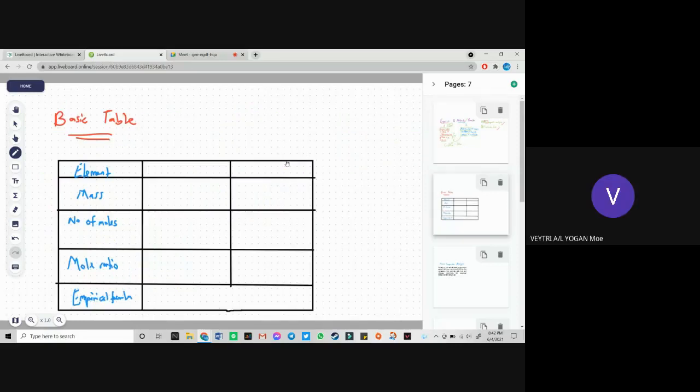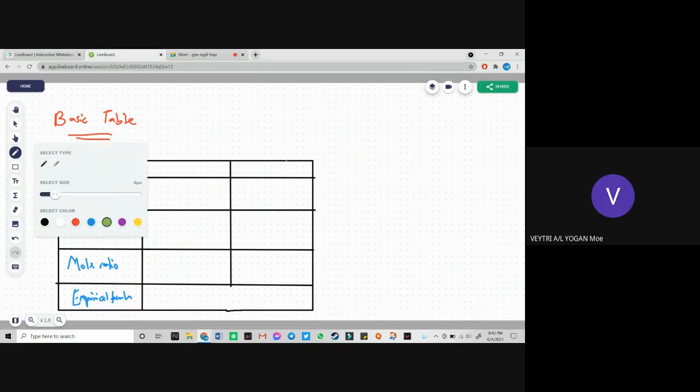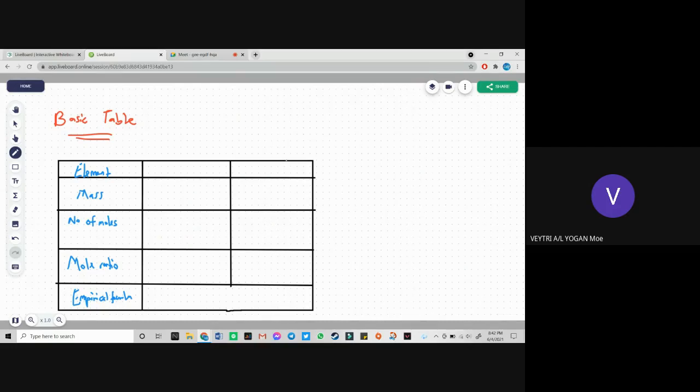No. All right, okay. Now, to calculate empirical and molecular formula, this is called the basic table, okay? You guys have to know the basic table. Why? Because this is the easiest method that the matriculation syllabus has already simplified for you guys to know. This was already learned in SPM, but in matriculation it is almost the same, but the cases will be more complicated.